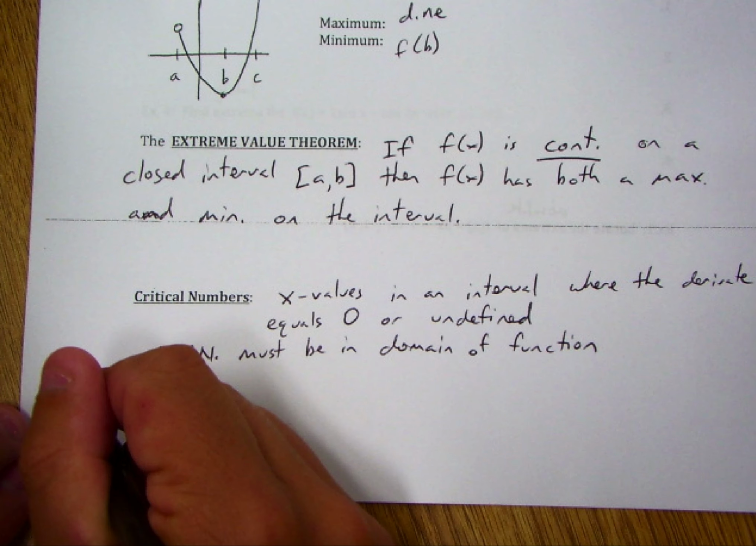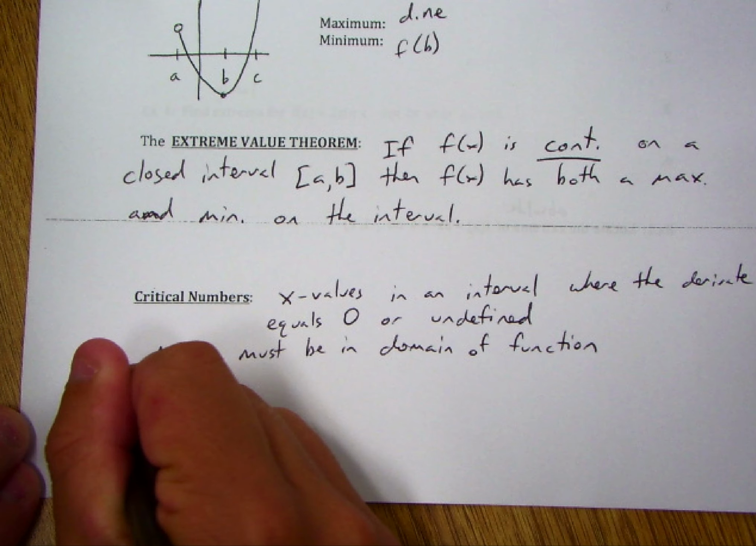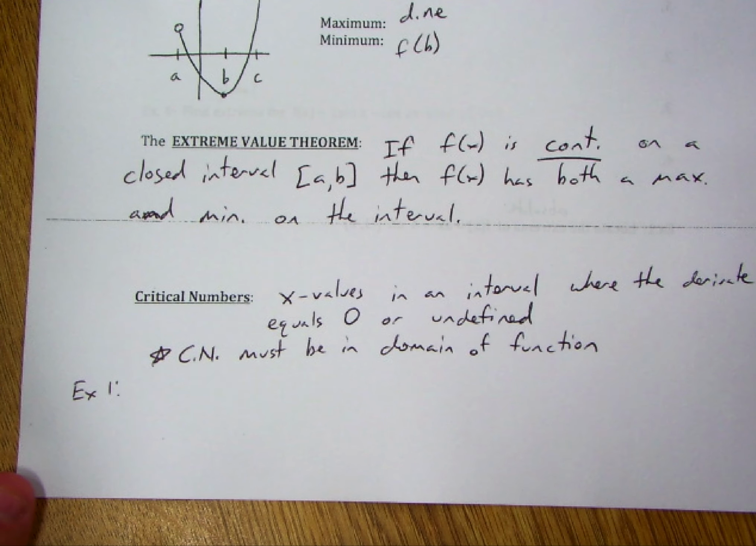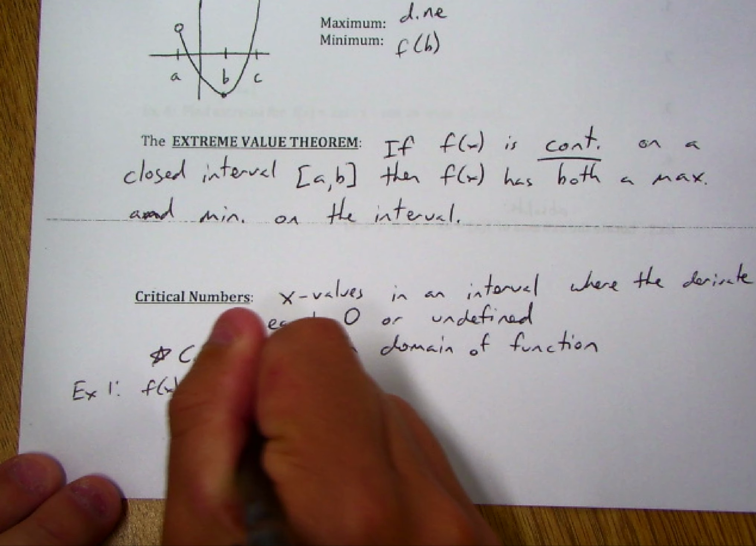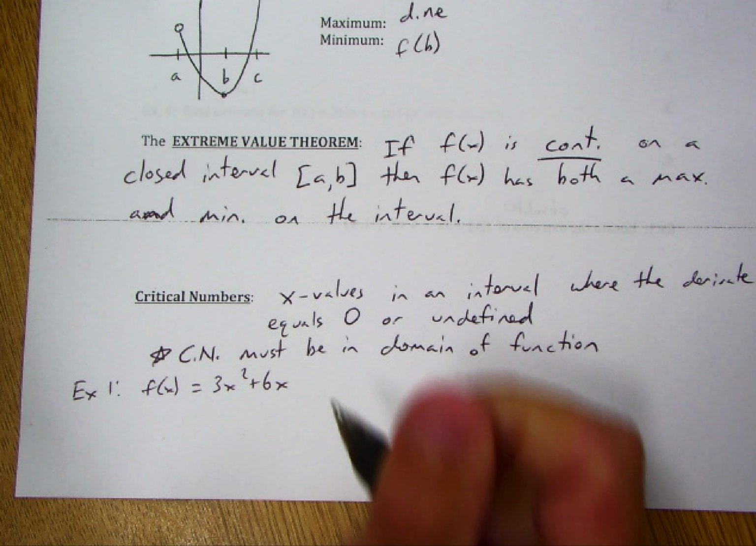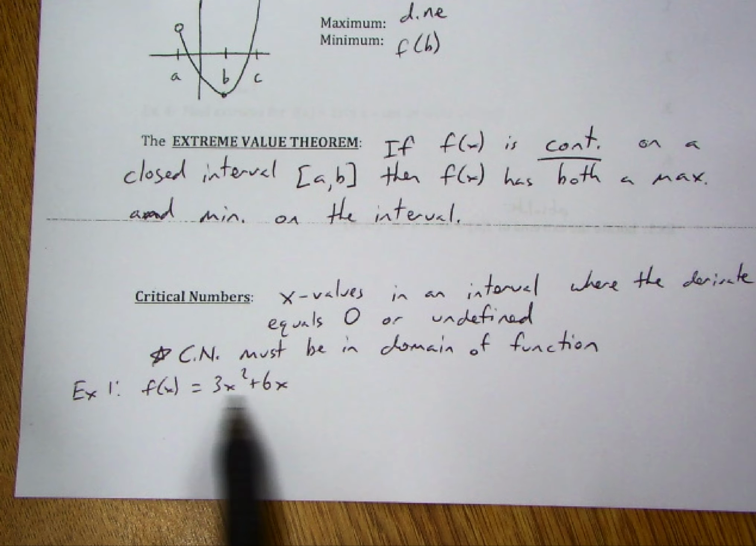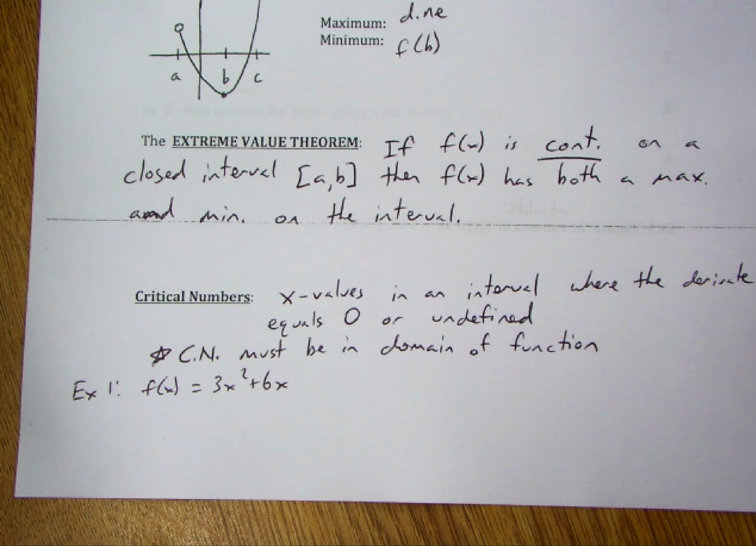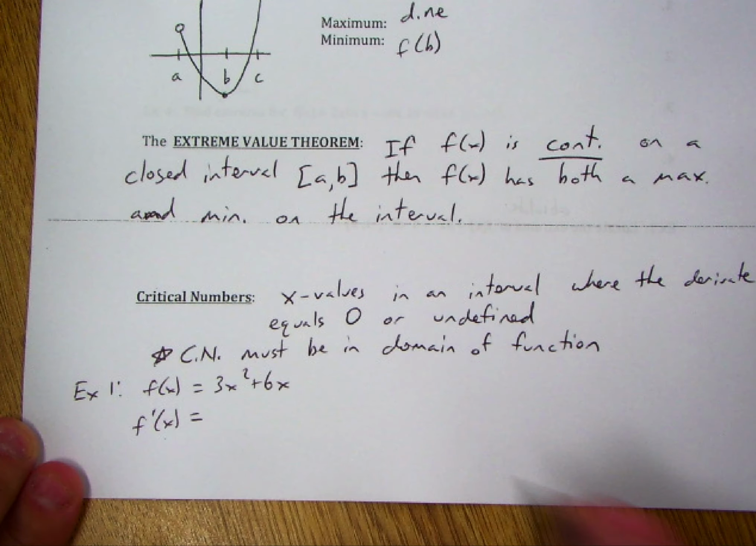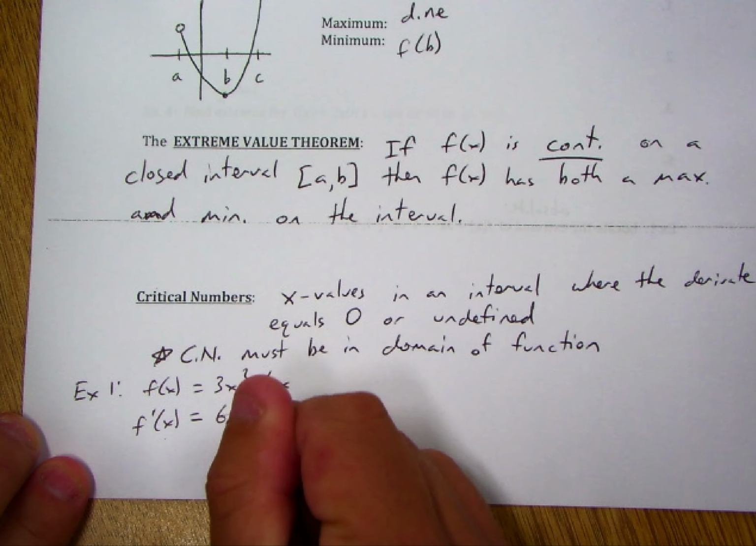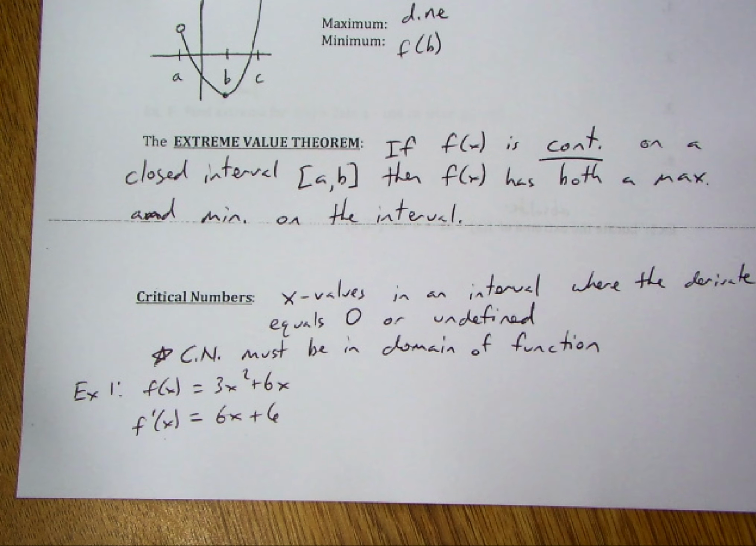So real quick example here. If the question said, find the critical numbers of 3x squared plus 6x, they give you this function and they say, find any critical numbers of this function. Well, anytime we're finding critical numbers, we start by finding the derivative. So 6x plus 6. And then anything that makes this derivative 0 or undefined are critical numbers.